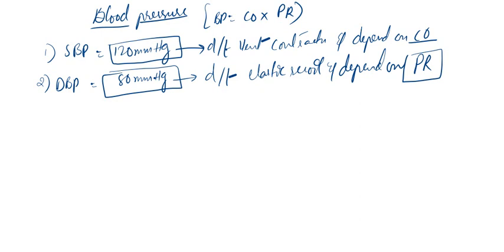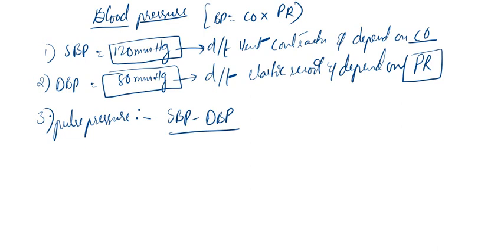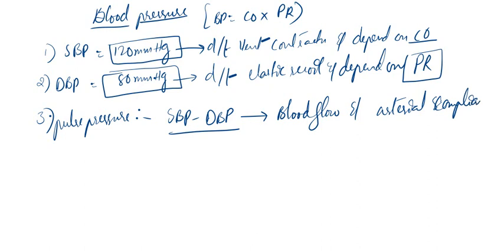Okay. Now another pressure is pulse pressure. When coming to the pulse pressure, it is the difference of systolic blood pressure minus diastolic blood pressure. This is the pulse pressure. Now what does it indicate? It indicates the blood flow and it indicates the arterial compliance. That means the arterial stretchability or compliance.